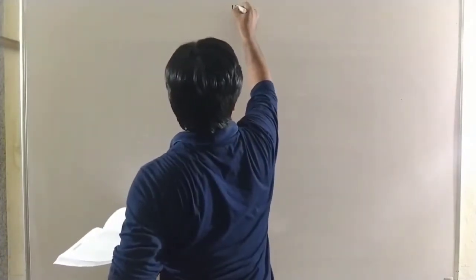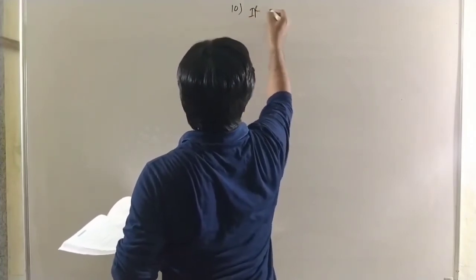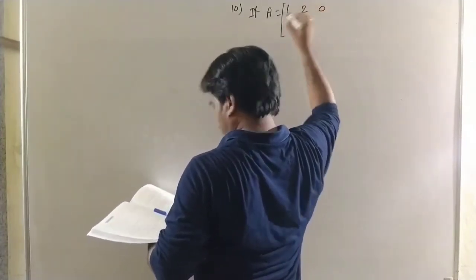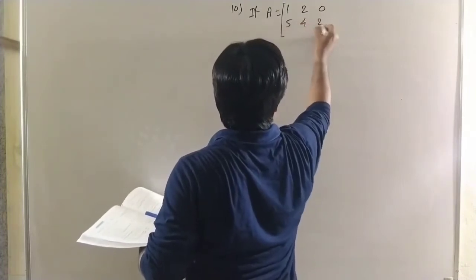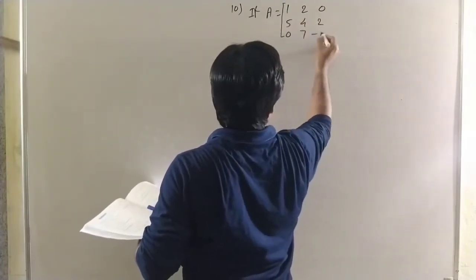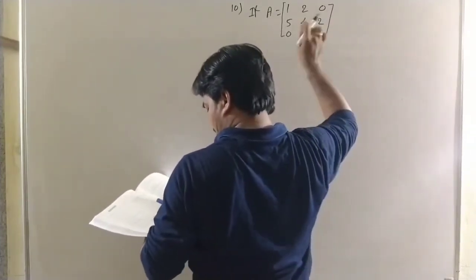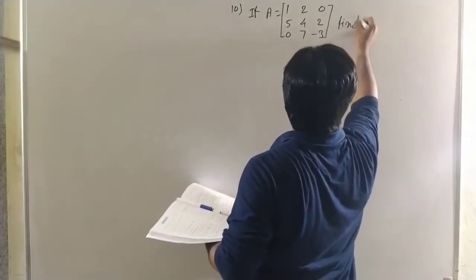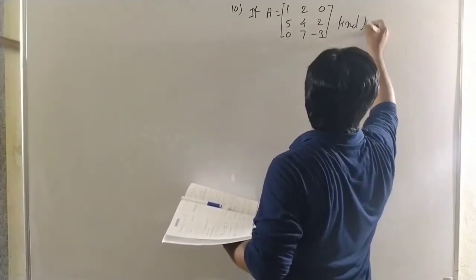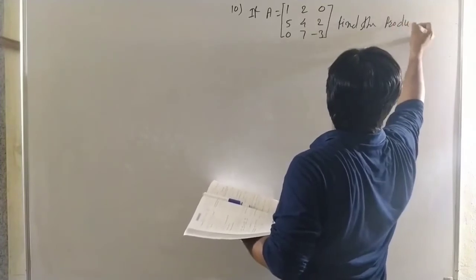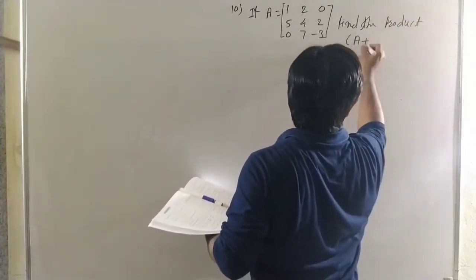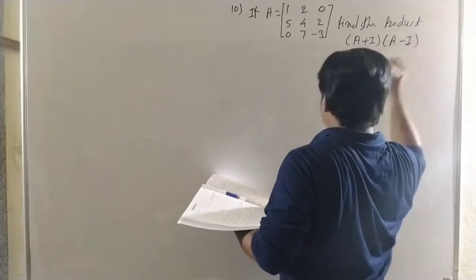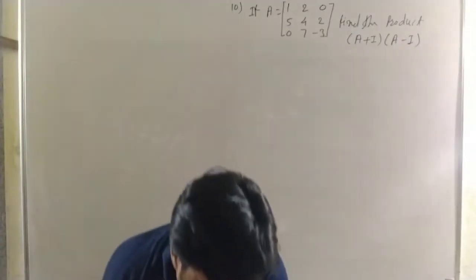Next, example number 10. If A is equal to [1, 2, 0; 5, 4, 2; 0, 7, minus 3], find the product of A plus I and A minus I. Okay, A plus I and A minus I. We want to find the product.